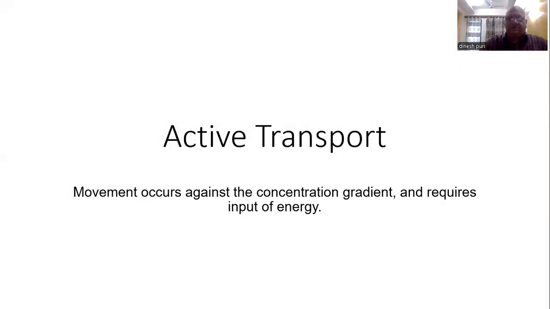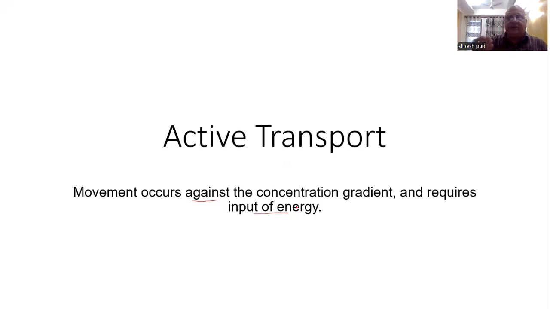So this is a continuation of the previous lecture. Active transport: the movement occurs against a concentration gradient and requires input of energy. Recall that passive transport occurs along the concentration gradient and does not require input of energy.